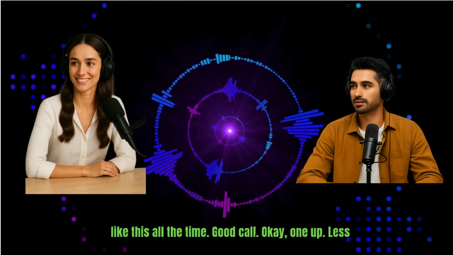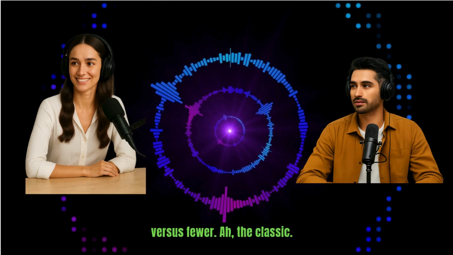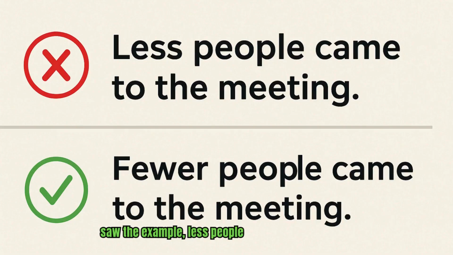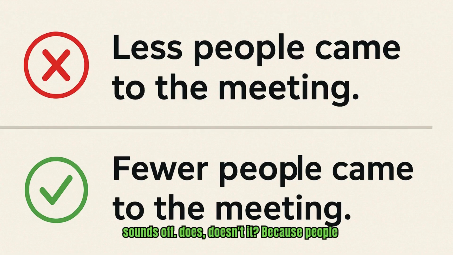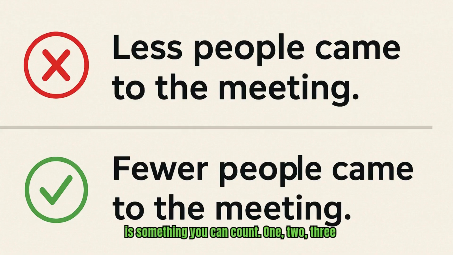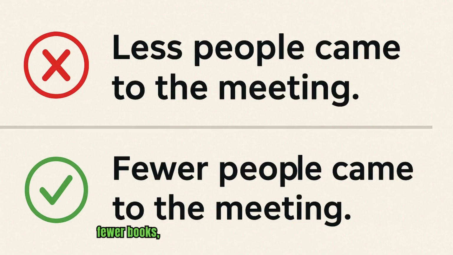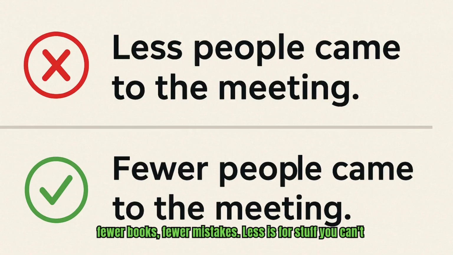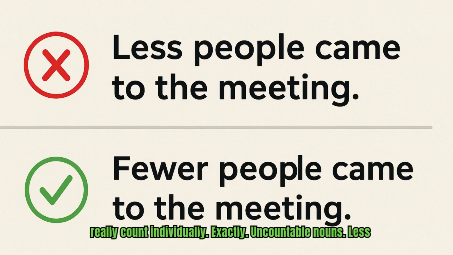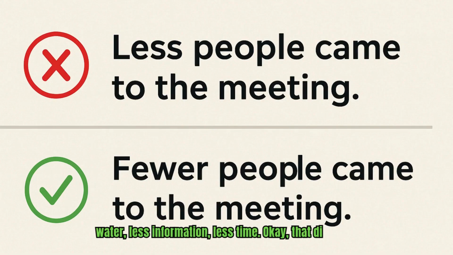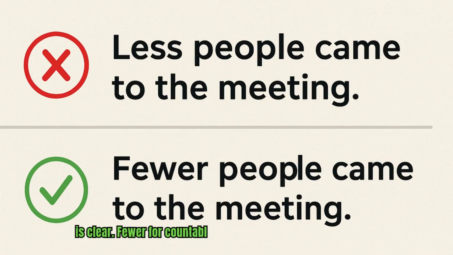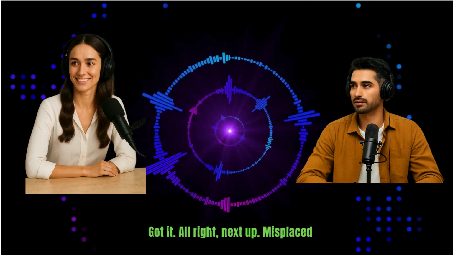Good call. Okay, first one up. Less versus fewer. The classic. We saw the example, "less people came to the meeting." It just sounds off. It does, doesn't it? Because people is something you can count. 1, 2, 3 people. So you need fewer. Precisely. Use fewer for countable nouns. Fewer people, fewer books, fewer mistakes. Less is for stuff you can't really count individually. Exactly. Uncountable nouns. Less water, less information, less time. Okay, that distinction is clear. Fewer for countable, less for uncountable. Got it.